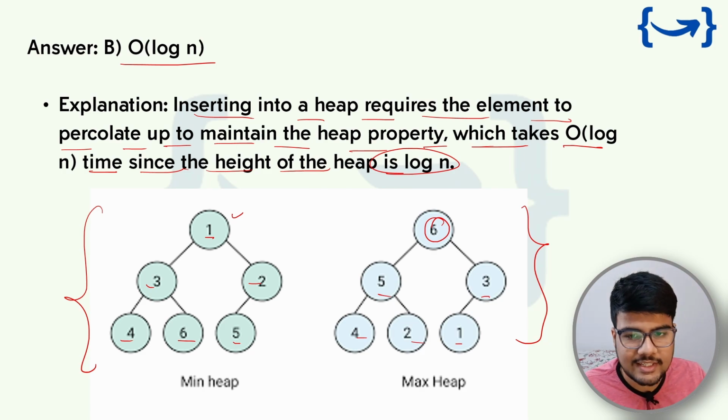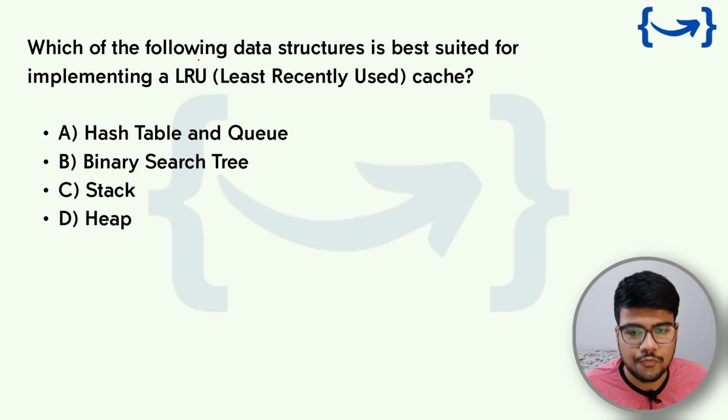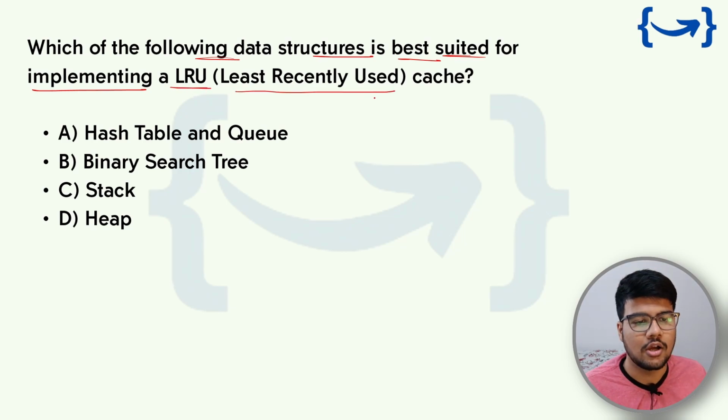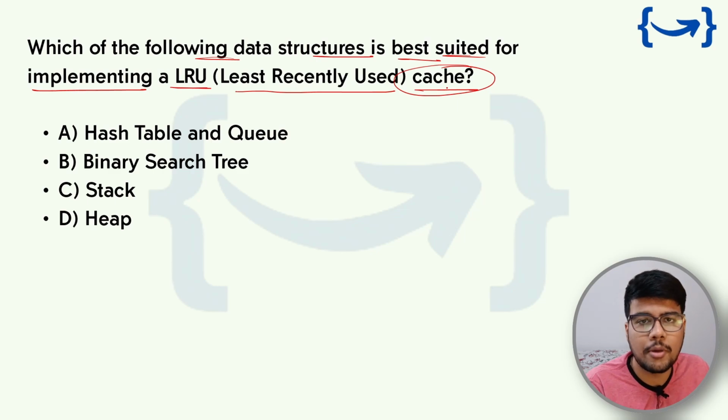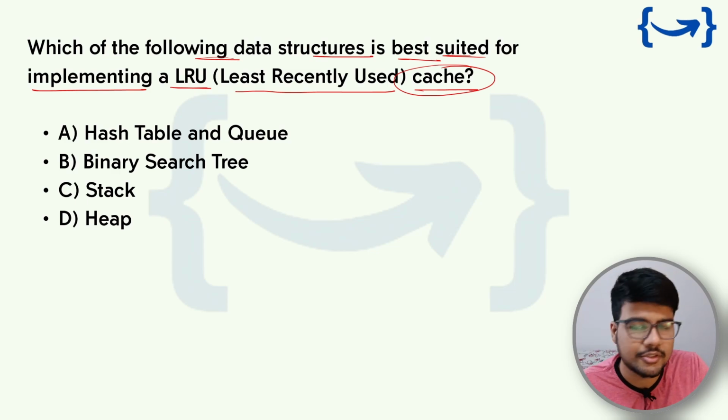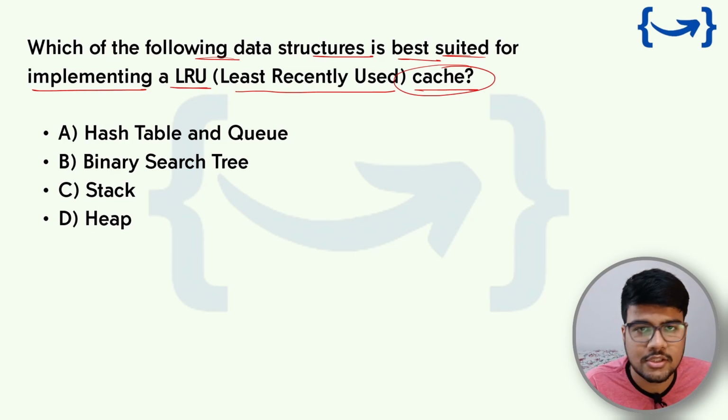So yeah, let's see the second problem. Which of the following data structures is best suited for implementing an LRU, least recently used, cache? If you're talking about cache, and you know about a web browser cache, it stores the most frequent websites. So anytime you click on one, the cache memory recalls that particular website and shows it to you, if you don't have internet access, or you have internet access but it's not that fast.